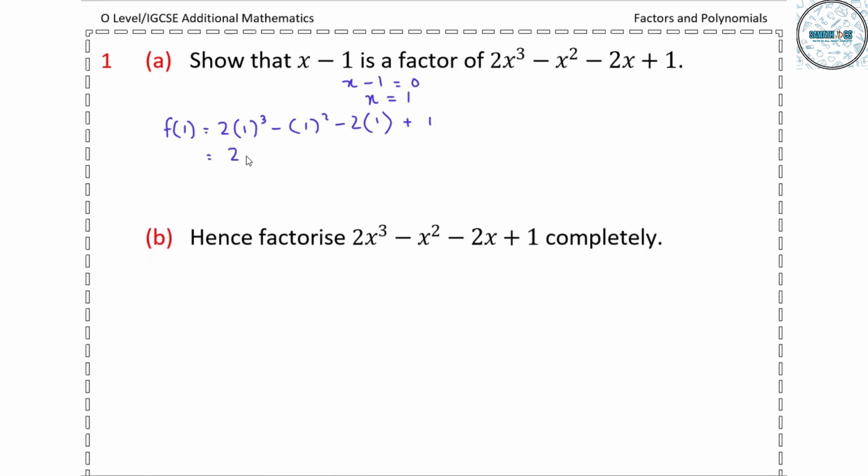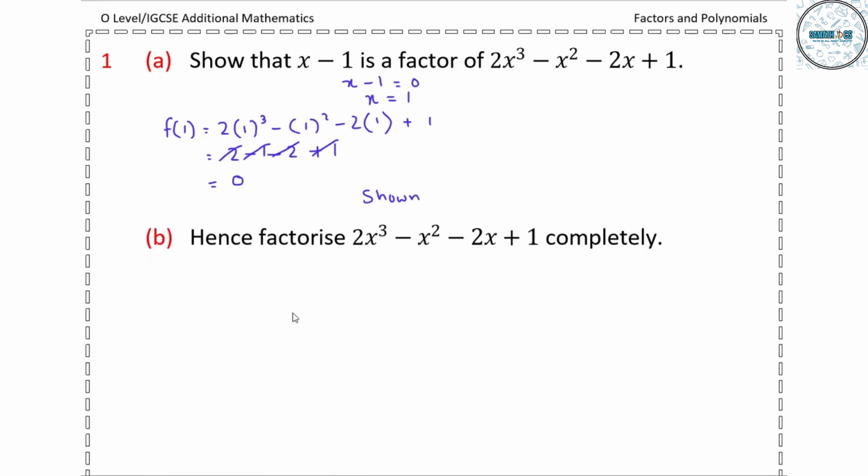This will give 2 minus 1 minus 2 plus 1. So plus 1 and minus 1 will be 0, plus 2 and minus 2 will be 0. So it is equal to 0, which means that x minus 1 is a factor of 2x cubed minus x squared minus 2x plus 1. So we can write here, it's shown.